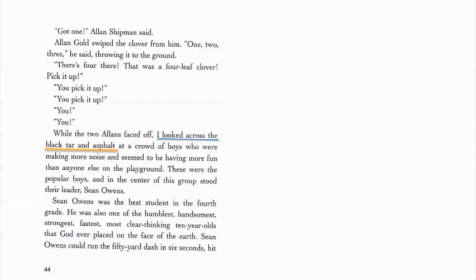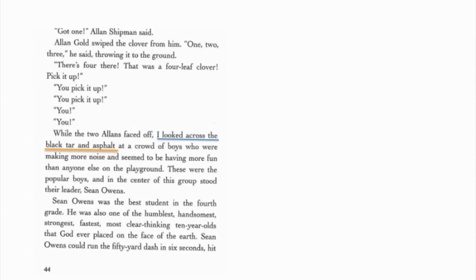All right, let's take a look back at the story Popularity and think about the words that the author used to describe the setting. I'm going to start right here. "While the two Allens faced off, I looked across the black tar and asphalt at a crowd of boys who were making more noise and seemed to be having more fun than anyone else on the playground. These were the popular boys, and in the center of this group stood their leader, Sean Owens."